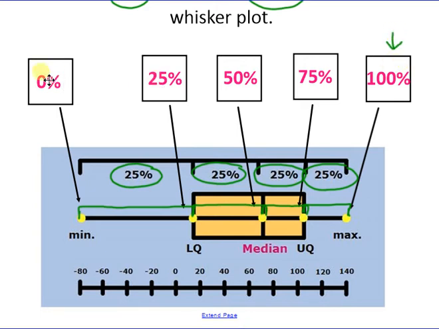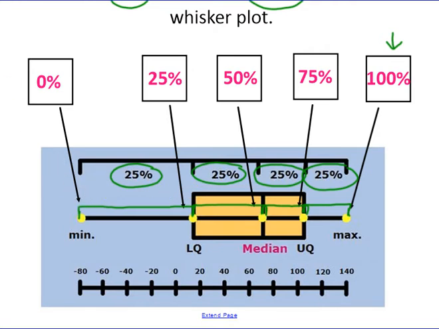So, when you start out at the lower extreme, you're at 0%. When you get to the lower quartile, you're now at 25%. When you get to the median, you're now at 50% because that's 25 and 25 is 50. When you get to the upper quartile, you're now at 75% because that's 25, 25, and 25 is 75. And then when you get to the upper extreme, you're at 100% because that's 25, 25, 25, and 25.